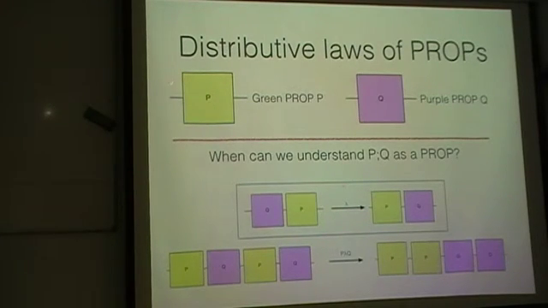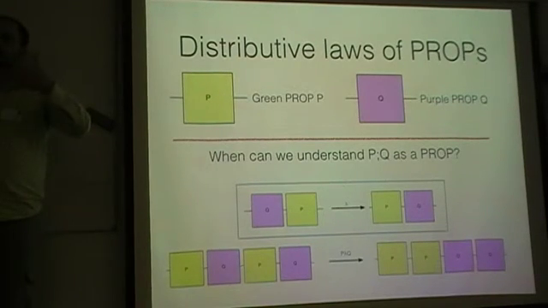Okay, so let's imagine that we have a green prop P. Maybe this is a symmetric monoid theory, maybe it's something else. But basically, we have objects as natural numbers, and we have some arrows, and we have the usual algebra, and then we have a purple prop Q. And then I want to ask the question: when can we make sense of something that I'm going to call P composed with Q? What I mean by this is that in this prop, I want to think of every single arrow as something in P followed by something from Q.